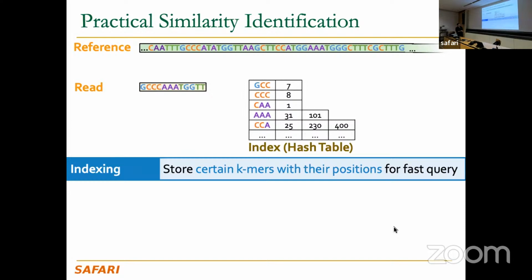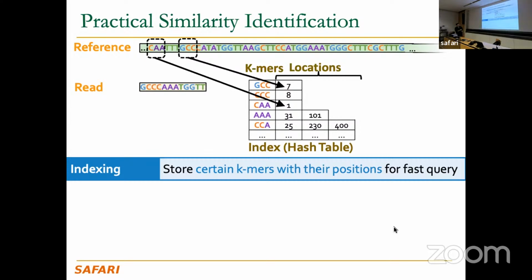What we can do is take all or certain subsequences of fixed length, let's say K, which we call k-mers, from the reference genome, and then store the k-mers and their positions in the reference genome. We build the index by doing so.